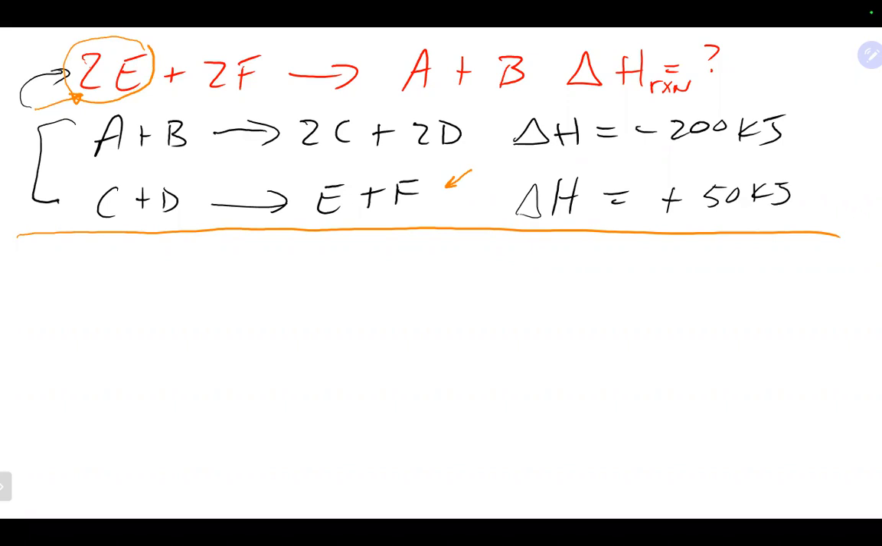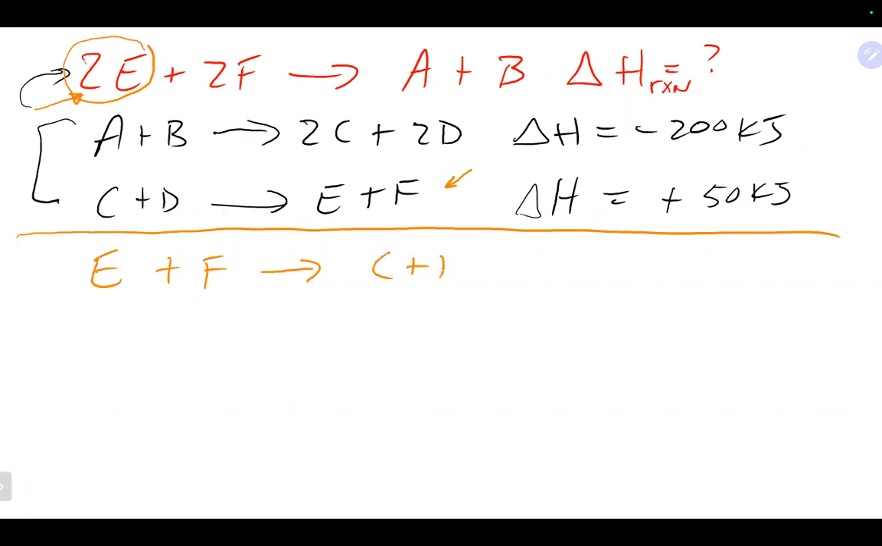In addition to having E on the left-hand side, I need how many of them? I need 2, and I only have 1 in the bottom one. So that tells me 2 things. I need to reverse the bottom equation, and I need to multiply it by 2. So that is the first thing I'm going to do: I'm going to take the bottom equation and reverse it.